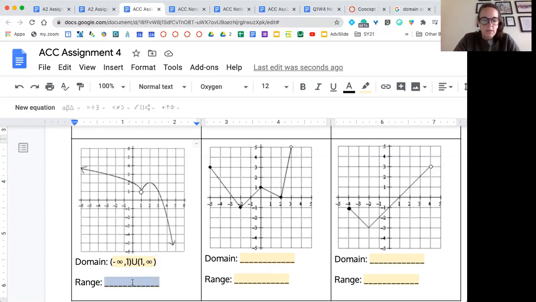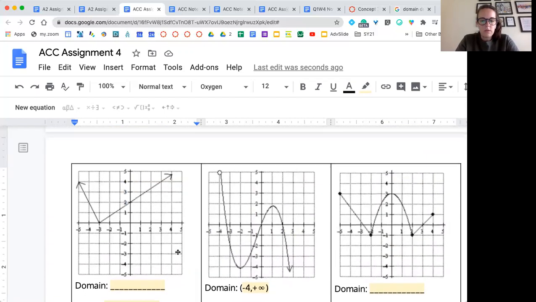We're going to do the same thing for range. Starting at the bottom, it starts at negative infinity, and then it goes all the way up. In this case, there's an open circle here, but it also is including 1 right here. So 1 is included, so I don't need to put that U there. And then it's going to keep going up forever, so it just goes to positive infinity like that. This is an interesting example when you have that open circle there.